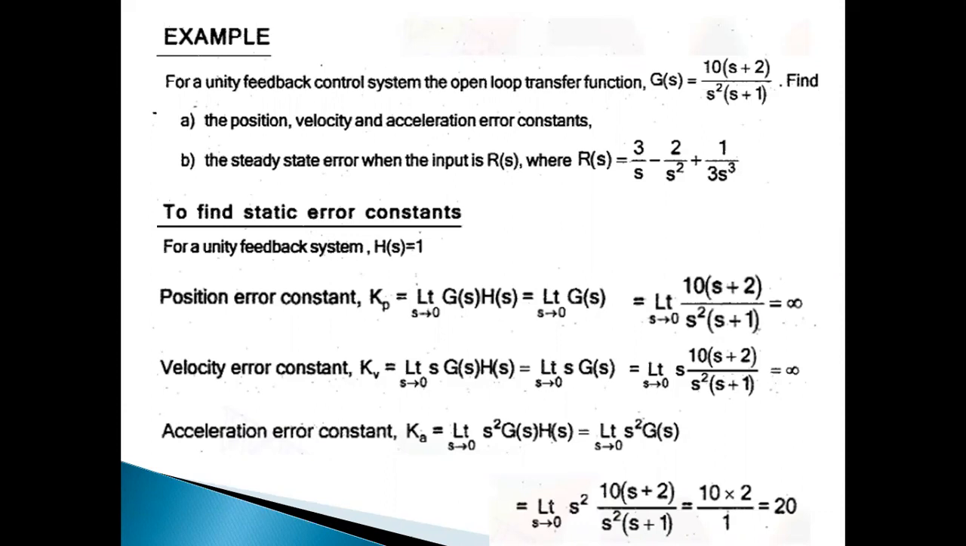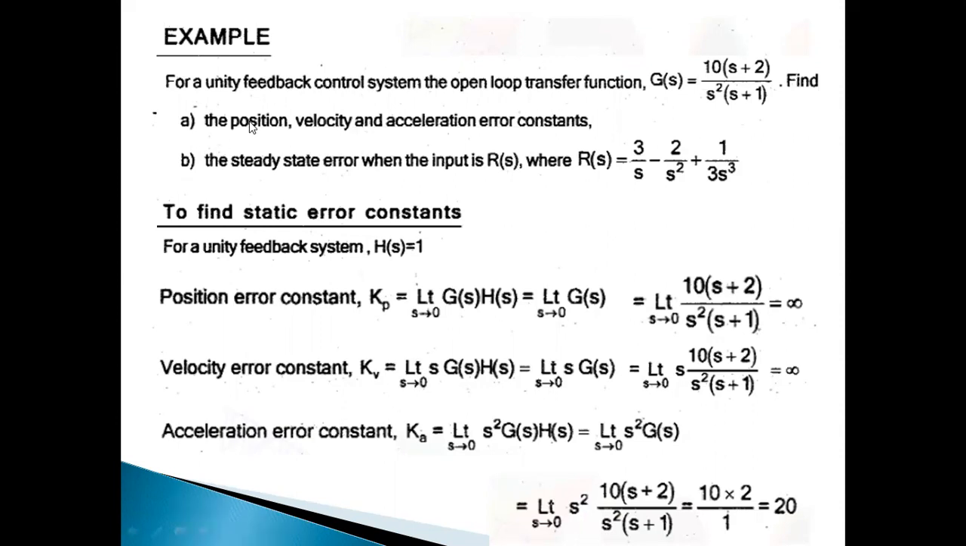You will get 20. So the position error constant value is infinity. The velocity error constant value is infinity. The acceleration error constant value is Ka, which is equal to some constant value, that is 20. So the first part in this problem is finished.